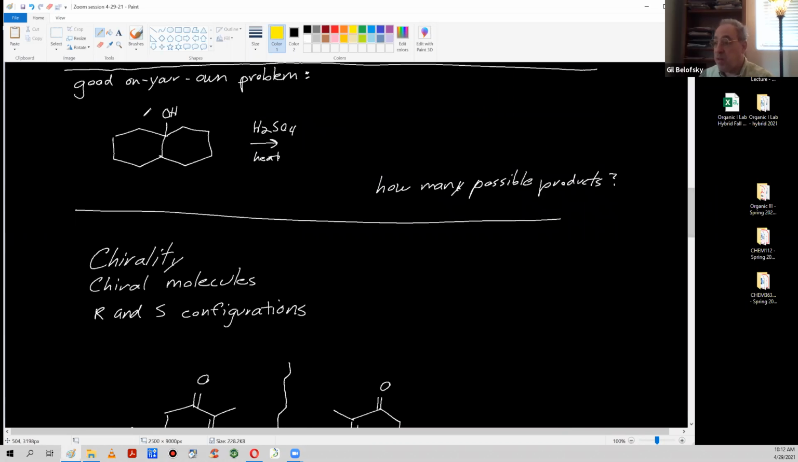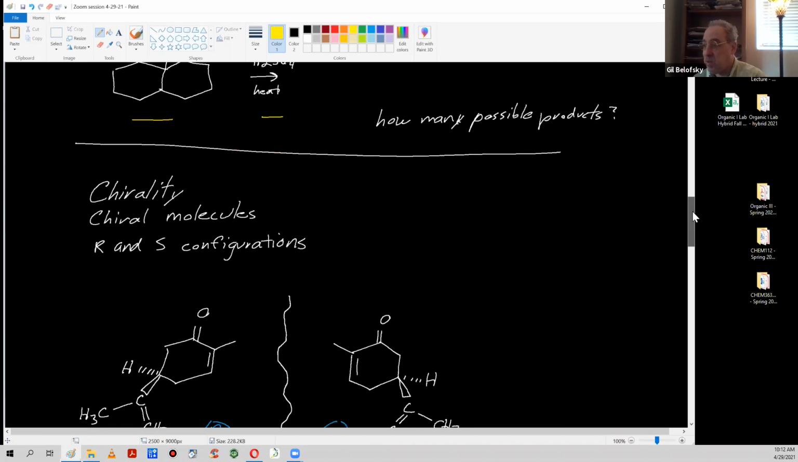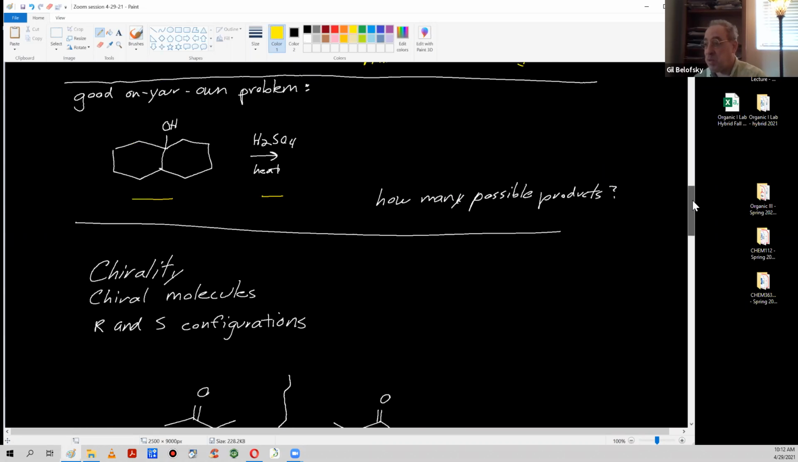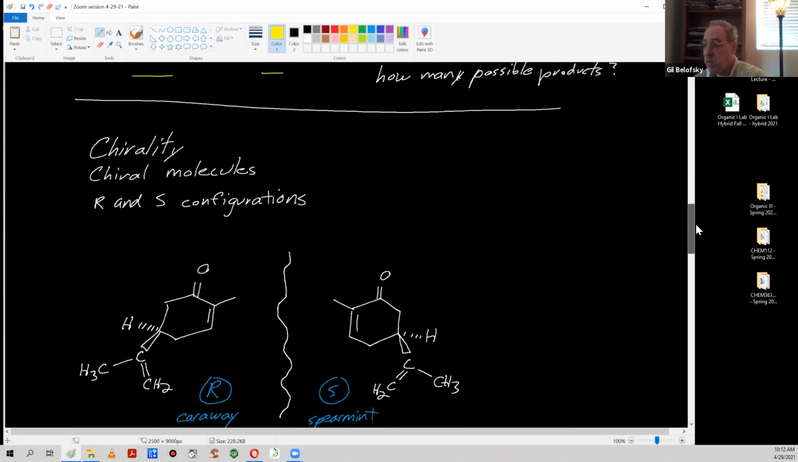I just threw in here a good on your own problem, a good test of your understanding of this. If this molecule undergoes elimination, dehydration, I guess it is, how many possible products are there? Try that out on your own.